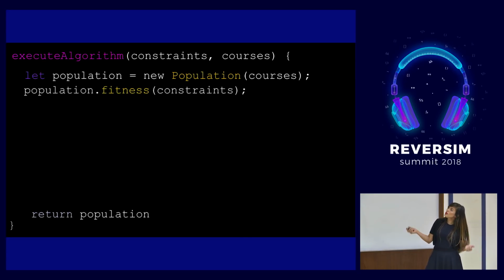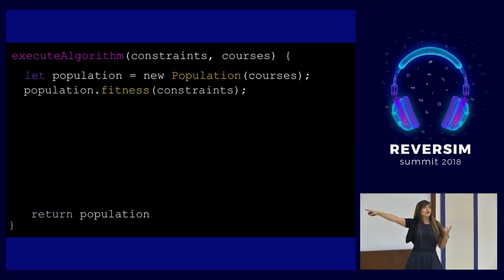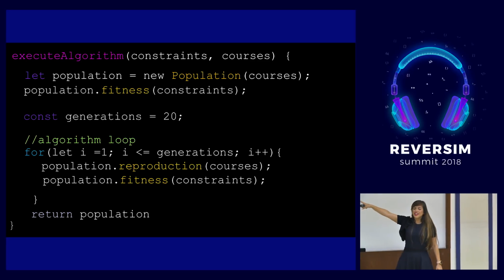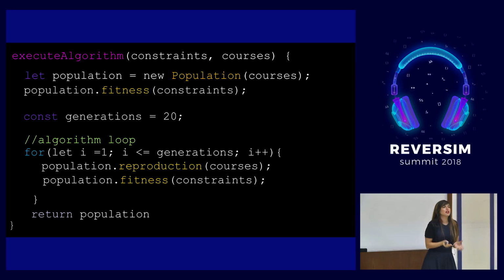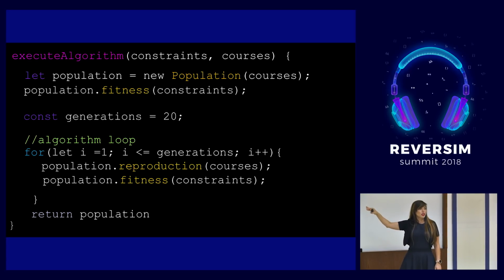So we start with generating the initial population by sending it the courses list. Then we activate the fitness function once before the loop. And now we have the loop over here. I chose to have 20 generations, and this is the algorithm loop. In that loop we have the reproduction part, where we produce new solutions out of the existing ones. And then we activate the fitness function, which grades each solution again and again until we have the last generation.